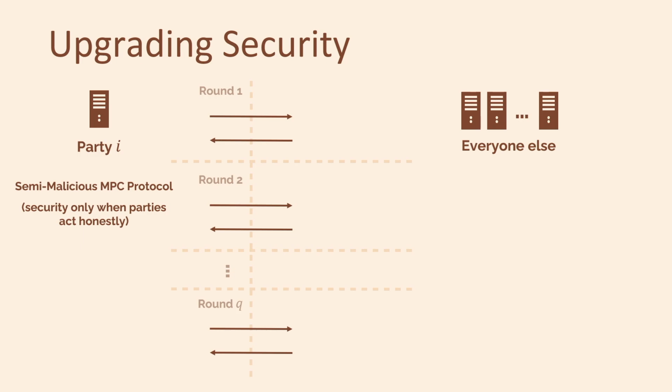To motivate this new definition, first let's quickly talk about the high-level approach that we're going to use in order to get malicious security. What we're going to do is take a semi-malicious secure MrNISC, such as the one of Ben Hamuda and Lin, and upgrade security using zero knowledge. This is a very common approach. The idea is that we can use zero knowledge to enforce honest behavior that's required for semi-malicious security.